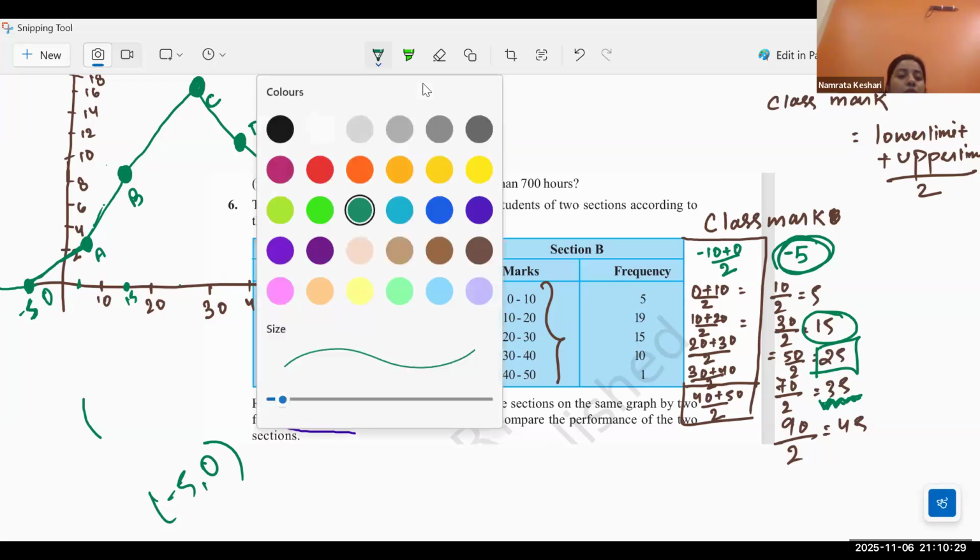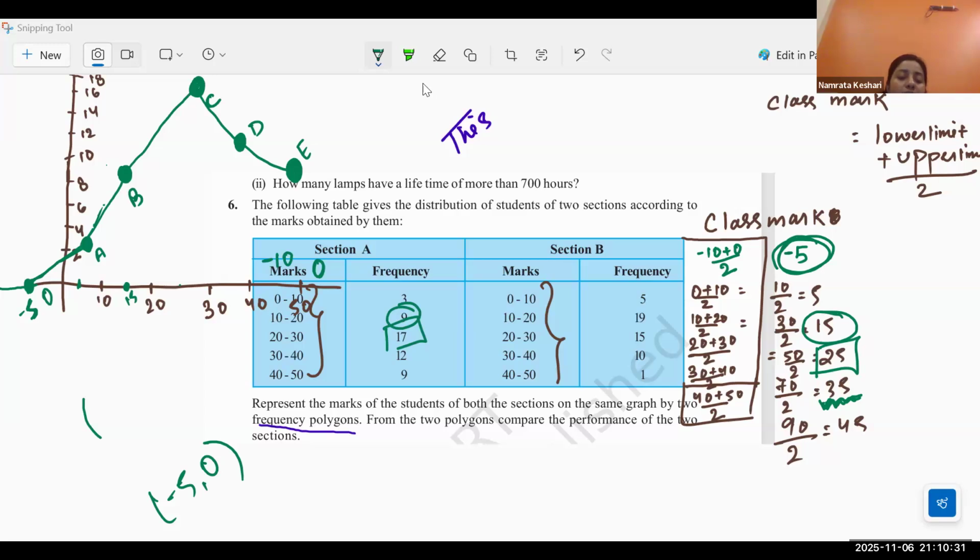Yes, ma'am. So after 50, the next class interval can be 50 to 60, a virtual class interval we have created by looking at the pattern. And here the class mark will be 50 plus 60 by 2, that is 55. The coordinate which we have to take will be 55 along the x-axis, and along the y-axis nothing, 0. So I am going to take 50 to 60, and somewhere 55 will be there, that we will be joining with E, and we are done with the frequency polygon. Clear?